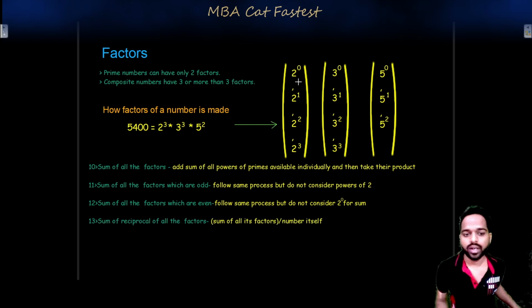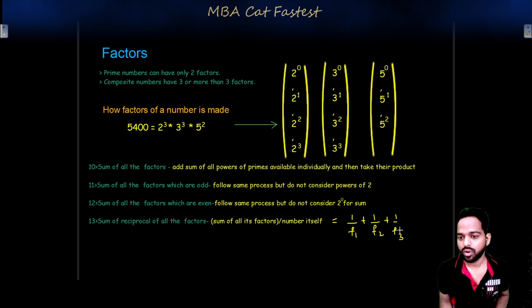Now, if you wanted to find the sum of reciprocals of all the factors, it will be the sum of all its factors divided by the number itself. How did this come? Okay, let me tell you. Let's say n has factors f1, f2, f3, and it goes on till fn, and we are going to calculate the sum of 1/f1, 1/f2, 1/f3 up to 1/fn. Let's say we are calculating for n.